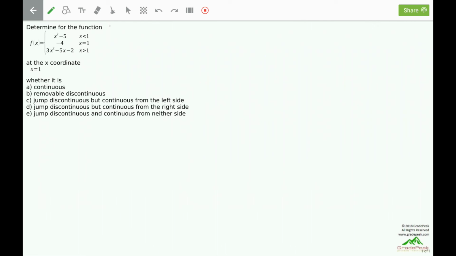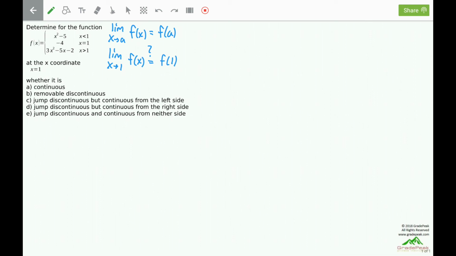The first thing to do is write down the definition of what it means to be continuous. And that will be limit as x approaches a from both sides of f of x equals f of a. Specific to this problem, we're looking at the x-coordinate of 1. So we can now write down for an x-coordinate of 1, limit as x approaches 1 from both sides of f of x equals f of 1. Now we don't know whether this is true yet or not, so let's put a question mark above it.